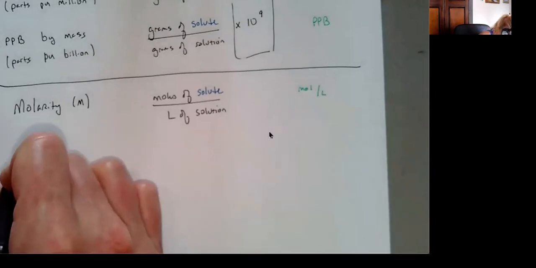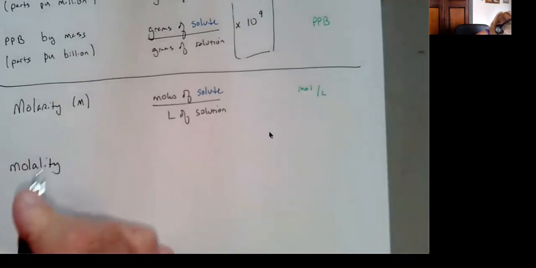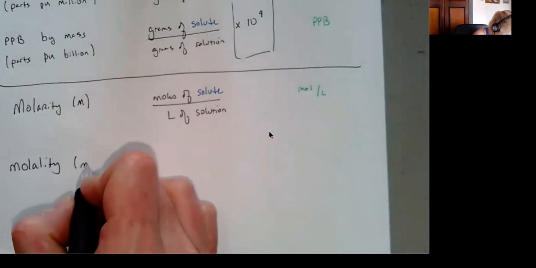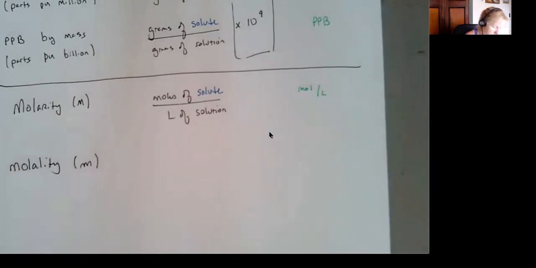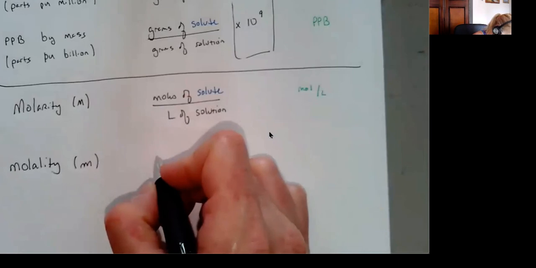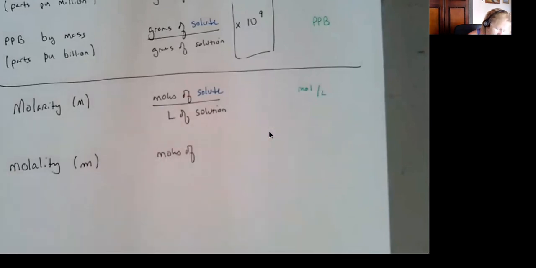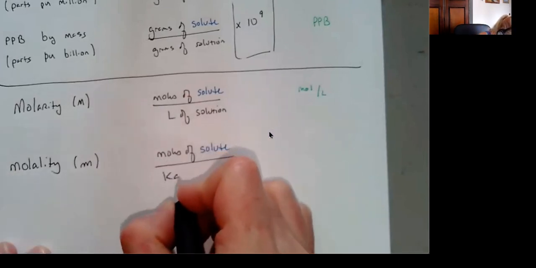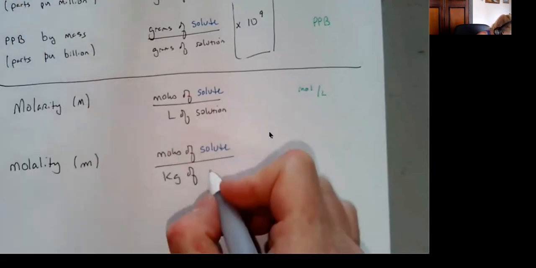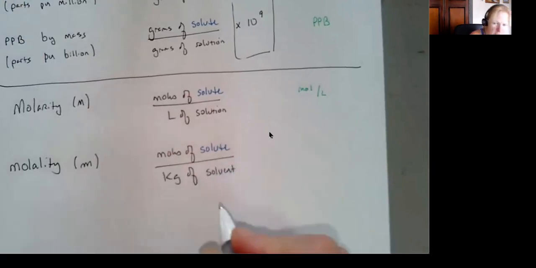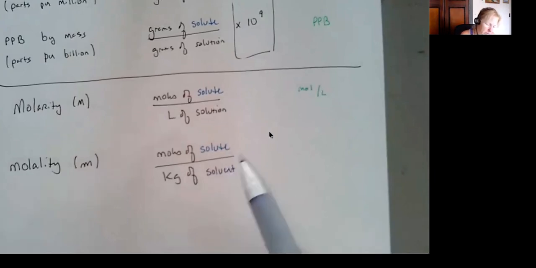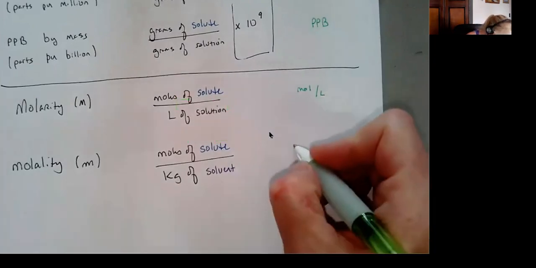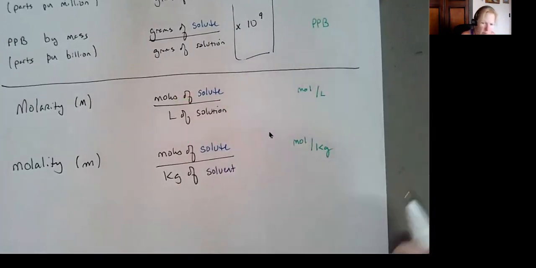The next one is molality. Molality and molarity look similar, but molality is little m. In molality, I have moles of solute over kilograms of solvent. This is the only time where I have solvent by itself; everything else has been solute over solution. My units are moles per kilogram. We're going to use molality in this chapter for particular types of problems.